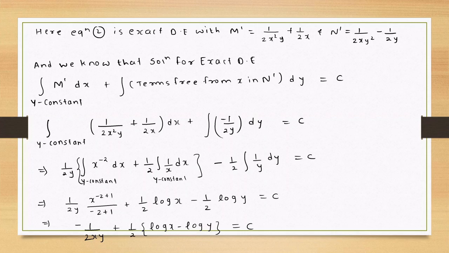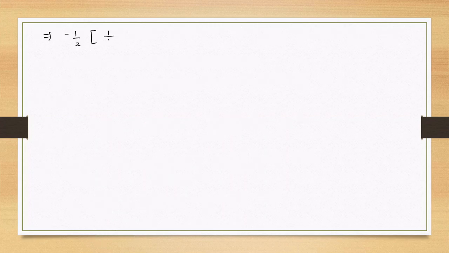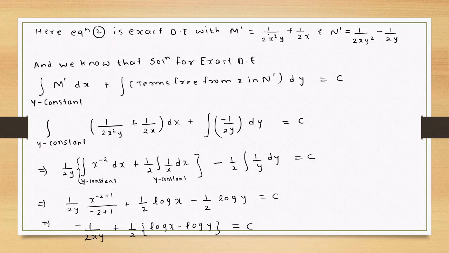So we can take the minus half common. So it is 1 upon xy minus log x minus log y is equal to some constant c. Right? We have taken minus 1 by 2 as common from this side.